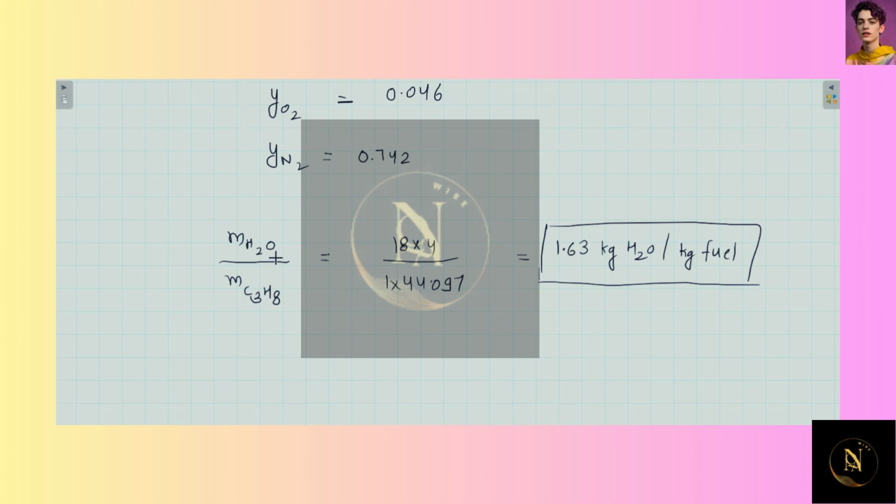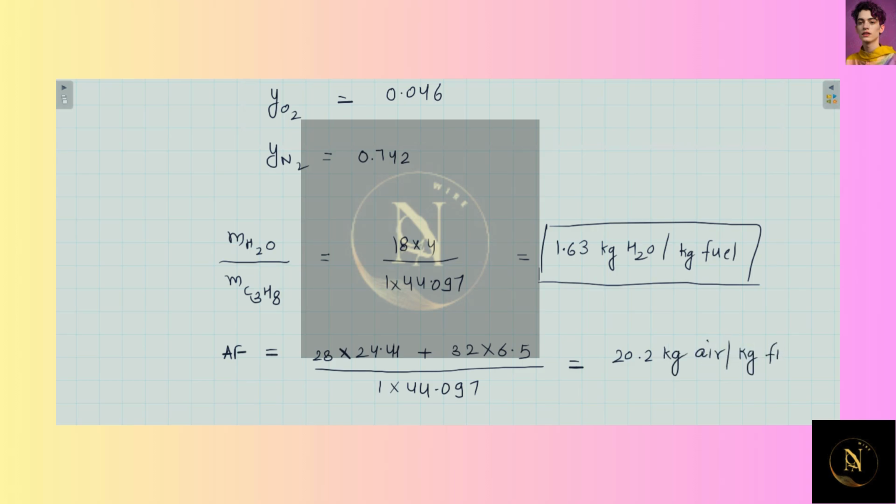Now the air-fuel ratio is determined by the mole numbers of nitrogen, oxygen and propane. So the air-fuel ratio would be equal to the mass of nitrogen plus the mass of oxygen, that would be 32 multiplied by 6.5, divided by the mass of the fuel, that would be equal to 1 multiplied by 44.097, that comes out to be 20.2 kg air per kg of fuel, right? This is the air-fuel ratio.